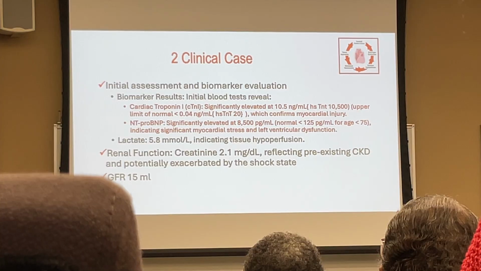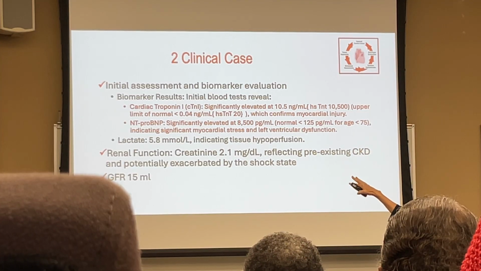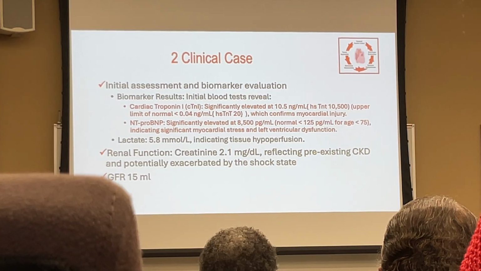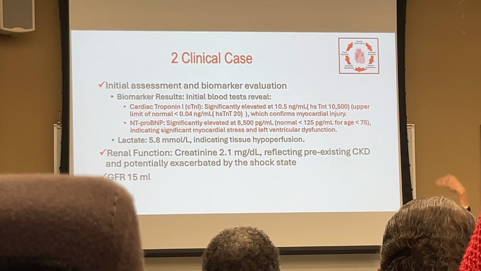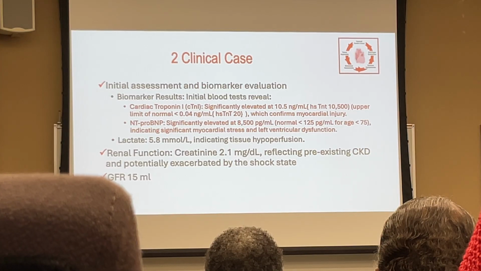The upper limit of normal for standard troponin is 0.04, and for HS troponin, for females, I'm sorry, I mistyped that, is 15, and 20 is for men. So that confirms that she has myocardial injury. Her NT-proBNP is 8,500. Now she's under 75, so remember, 125 or greater, she's at 8,500. So very significant stress, very significant LV dysfunction.